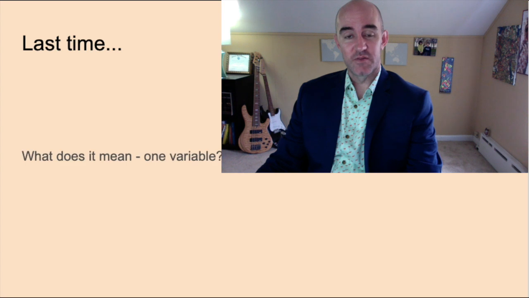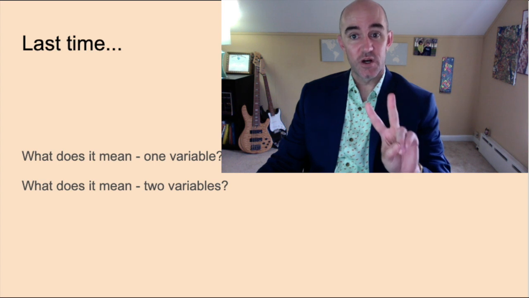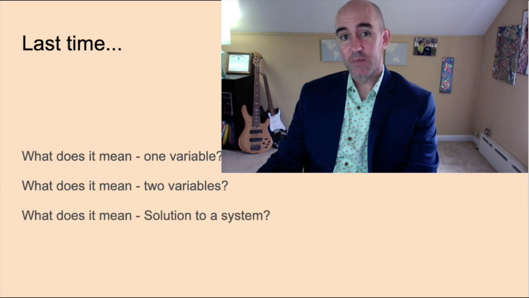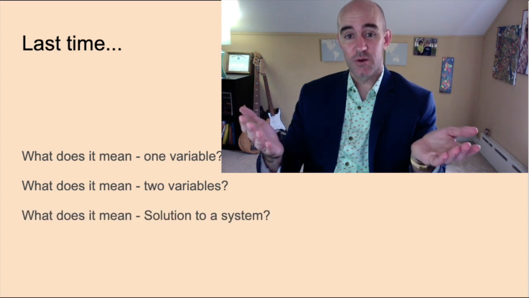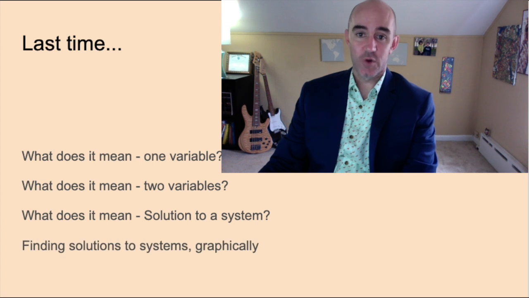Last time, we talked about several things. We talked about what it meant for something to be a solution to one equation in one variable. Then we talked about what it meant to find all of the solutions when there are two variables involved. And in that case, we just drew a graph, mostly lines. We then talked about what it meant when you had more than one equation and you had to find the variables that satisfied both. We then found some solutions to systems of equations by graphing them and finding the points of intersection.